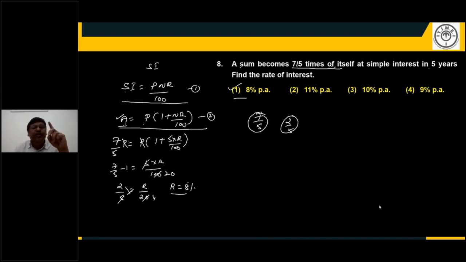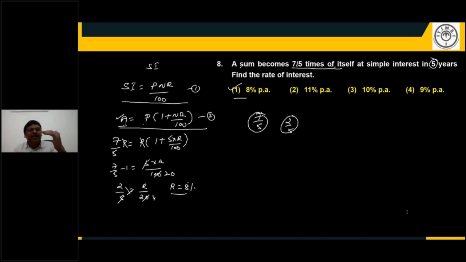I'm sure you can say 1 by 5 is 20%, 2 by 5 is 40%. So it is increasing by 40%, which means your interest is nothing but the increase. It is increasing by 40% in how many years? In 5 years. If it is increasing by 40% in 5 years, in 1 year it increases by what percent? If for 5 years it is 40%, then 1 year it will be 40 by 5, 8%.